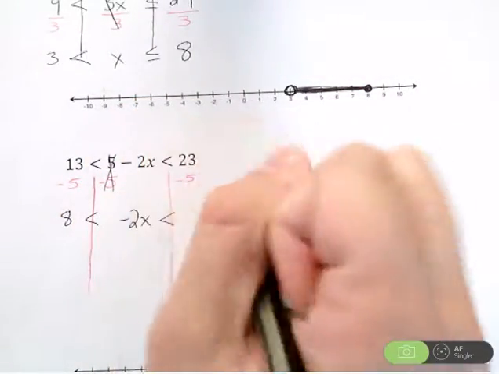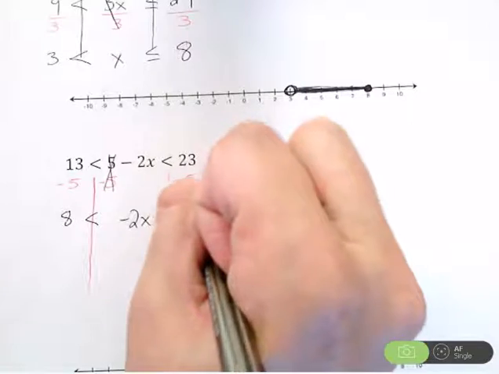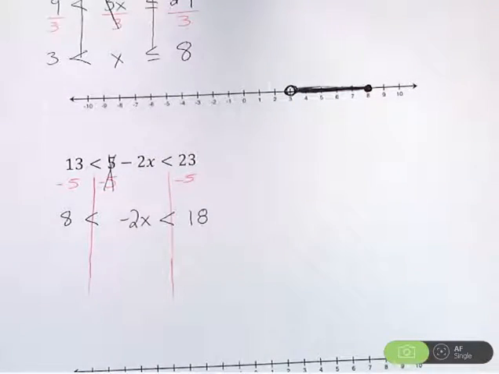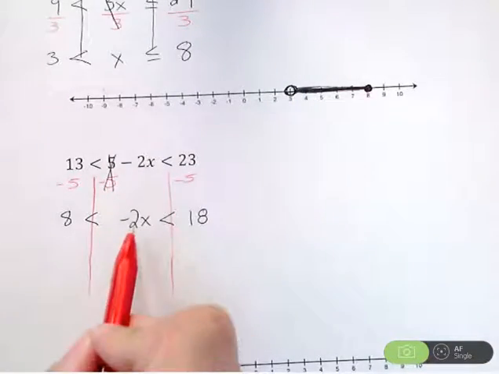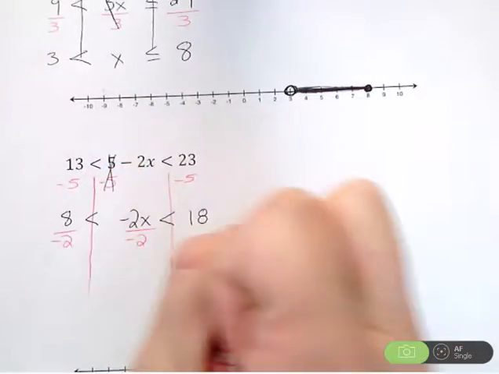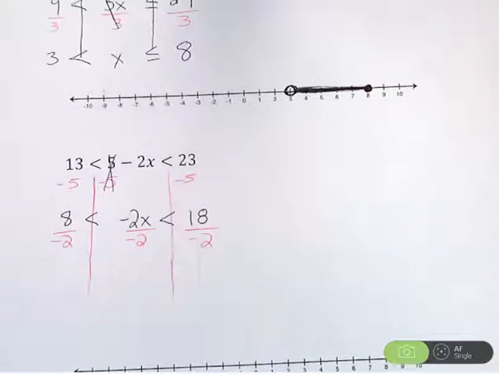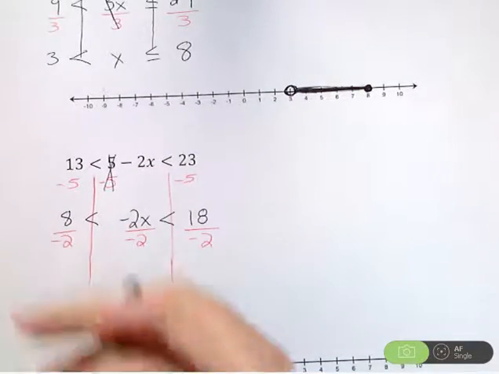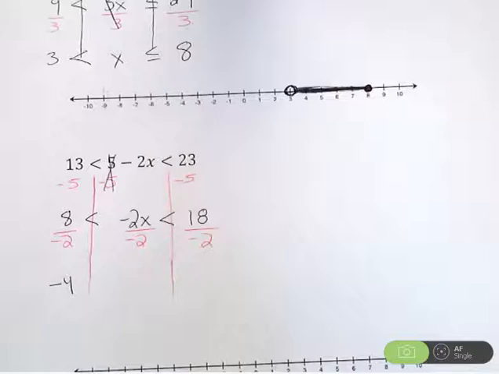Do not flip the inequality. 23 minus 5 is 18. The only thing left to do is get rid of that negative 2 there, so I'm going to divide by negative 2, divide by negative 2, divide by negative 2. 8 divided by negative 2 is negative 4.